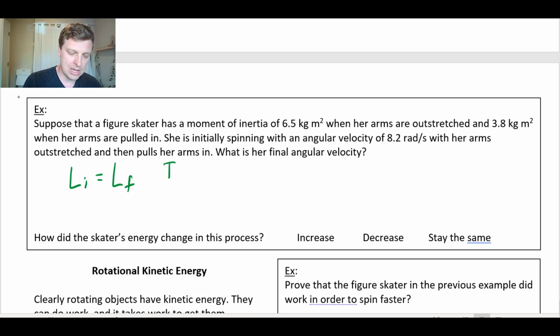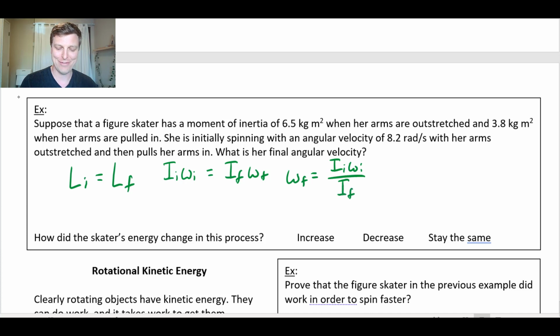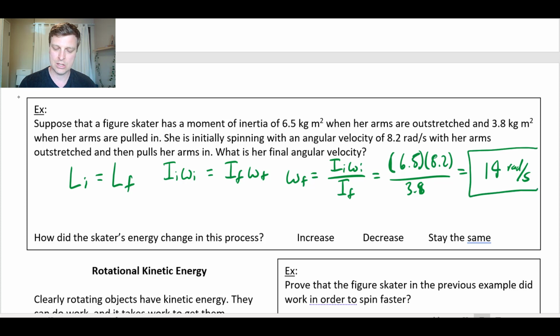And so the initial moment of inertia times the initial angular velocity is going to equal the final moment of inertia multiplied by the final angular velocity. So my final angular velocity is going to equal I omega I over I F. We can crunch the numbers here: her initial moment was 6.5 times 8.2, divided by 3.8. And when we crunch all the numbers there, it ends up with a total angular velocity of about 14 radians per second. So you can see that she'd be spinning much faster.